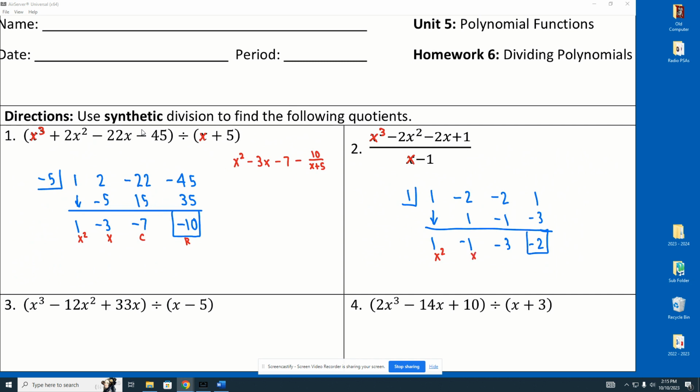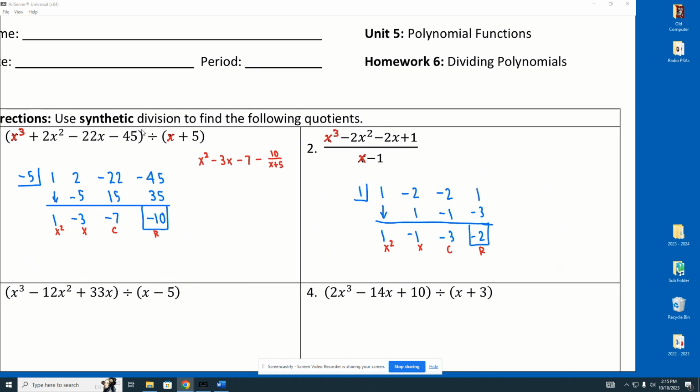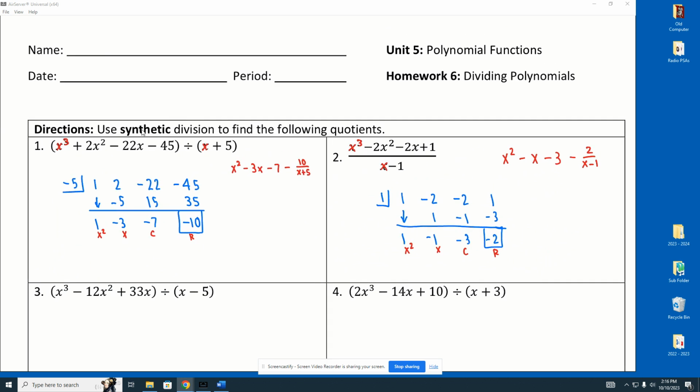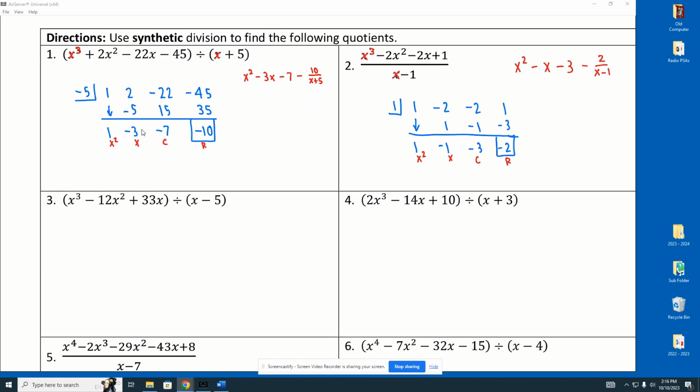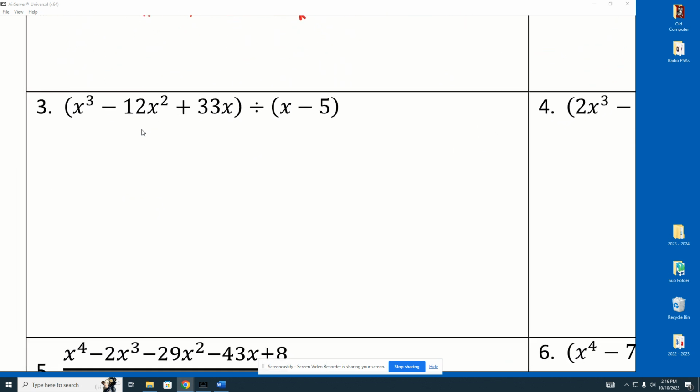After x squared, you have x. After x, you have your constant. After your constant, you have your remainder. So it should work that same way, y'all, every time. So my answer is x squared minus 1x, so just minus x, minus 3, my constant, has no variable, minus 2, our remainder, over our original divisor, x minus 1. So 1 and 2, really no tricks to those. But we move into number 3 and 4, and those had a couple of little tricks. So let me go through those, okay?